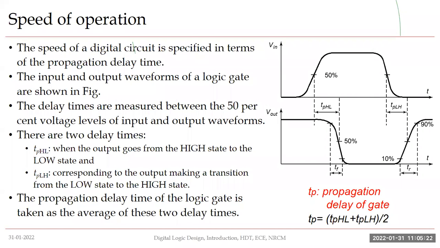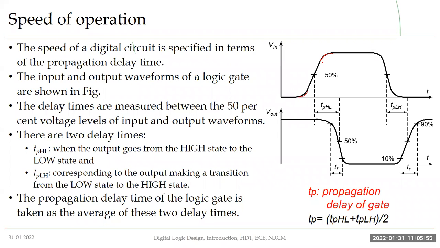The speed of a digital circuit is specified in terms of propagation delay. Propagation delay is the time taken for the output to change when the input has changed. This brings us to a very important question. As you can see, the input has already started changing over here, and it is at this point that the input saturates. So the question is, which time should I use as reference?